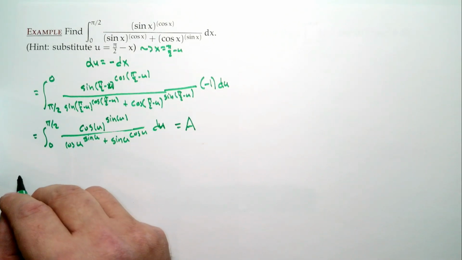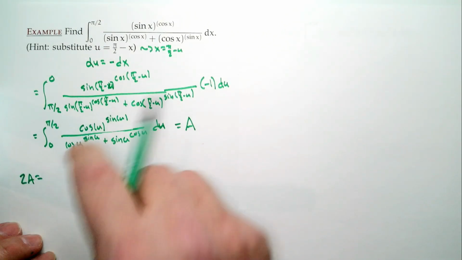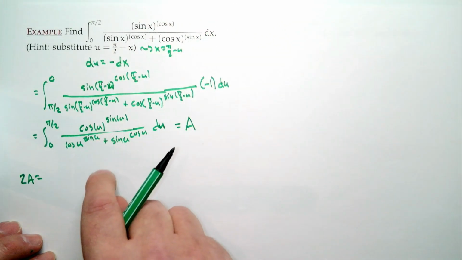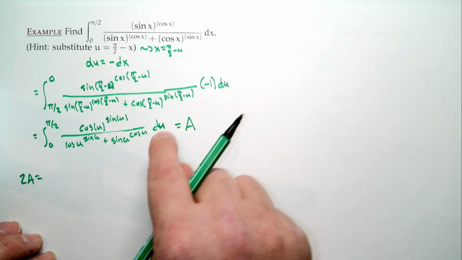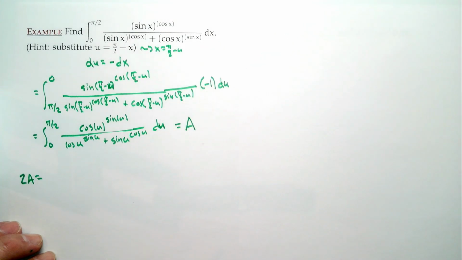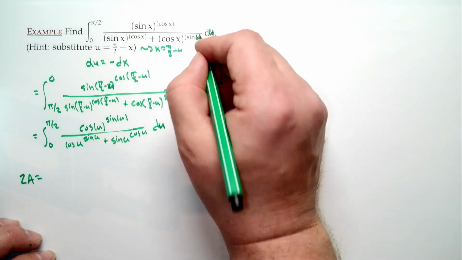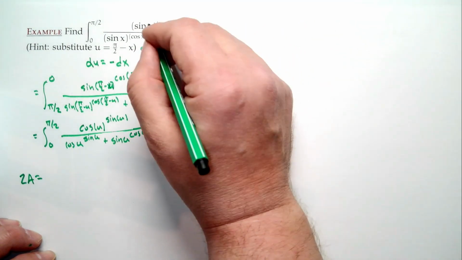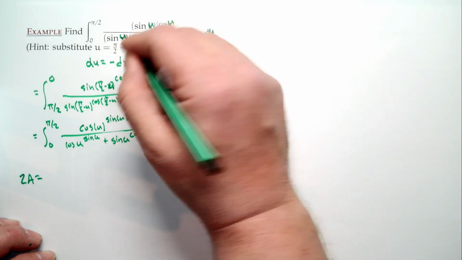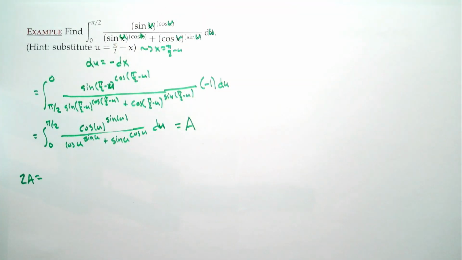So how am I going to do 2A? Well, I'm just going to add these integrals together. And you're probably thinking, Steve, that's a terrible idea. This one is in terms of u, and that one is in terms of x. And you're right, that is a terrible idea. So we're just going to put u's here. And now it's a great idea, because everything's in terms of u. Because I can just change the name. It doesn't matter. It goes away. So let's add these two together.